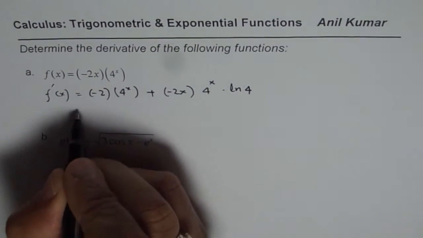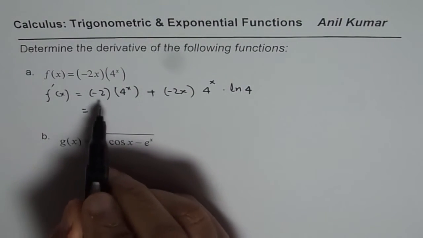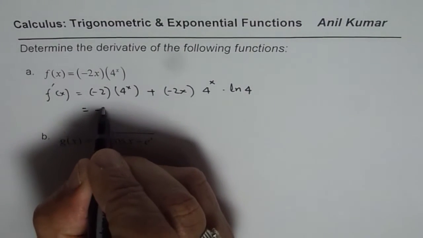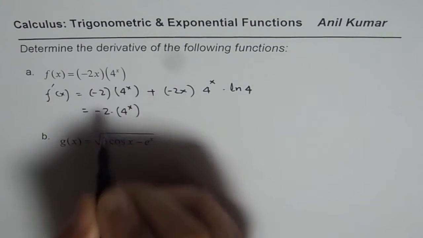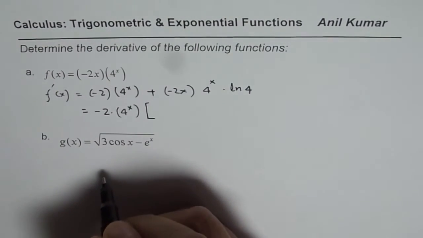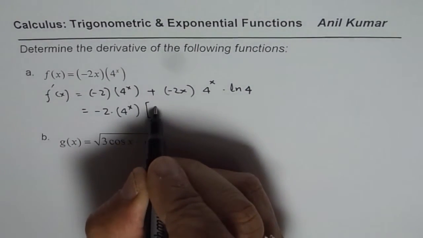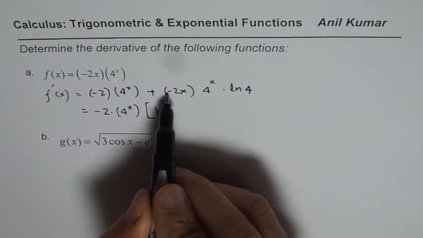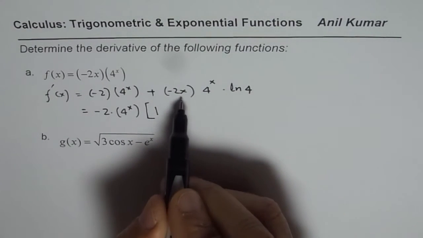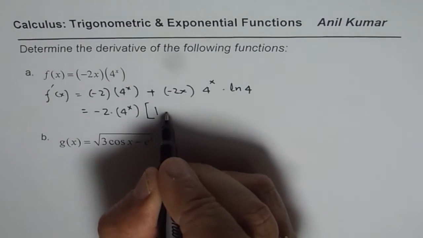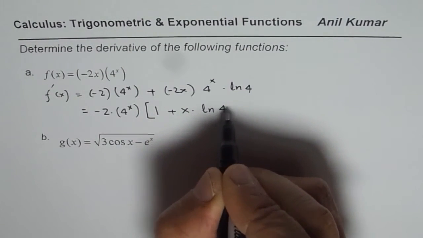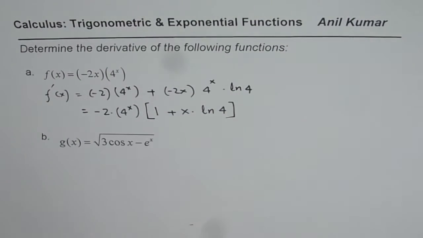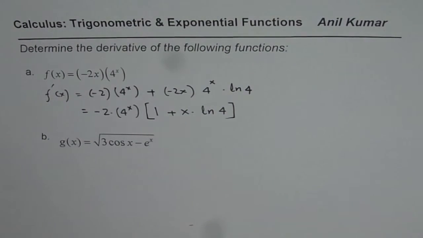Now we can simplify this a bit. Let us take -2 times 4^x as a common factor. If I take that as a common factor, we are left with 1 here. We have already taken -2 times 4^x, and we are left with plus x times ln 4. So that is a simplified version of this, and that becomes our answer.